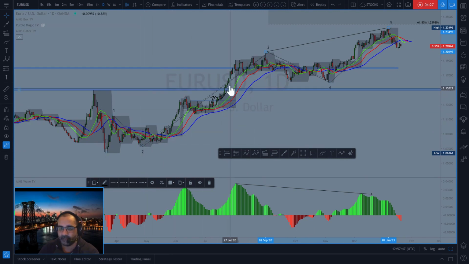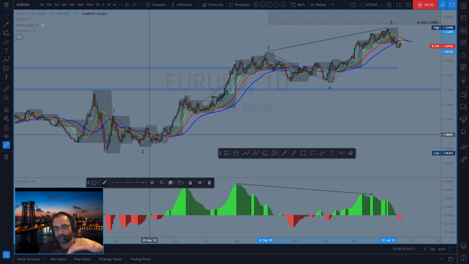It was a little bit different this time because 5 seems to be bigger than the 3, which is against the rules. But Elliott wave is not really perfect. The market doesn't go perfectly in that sequence because I think there are dimensions to it. So it kind of dips in and out of dimension.